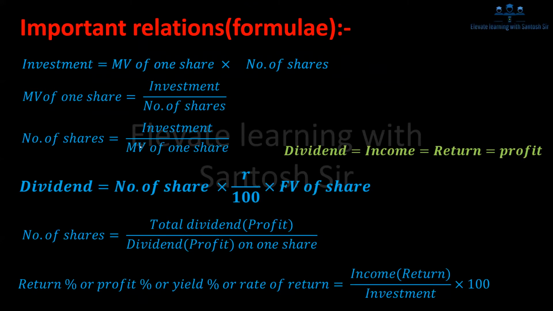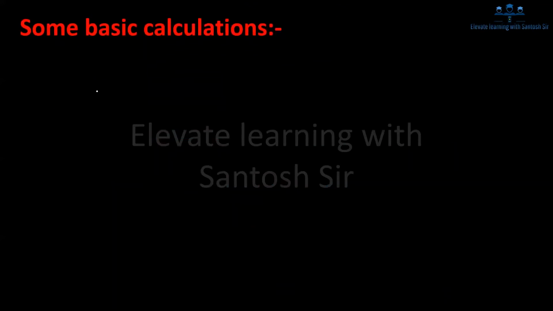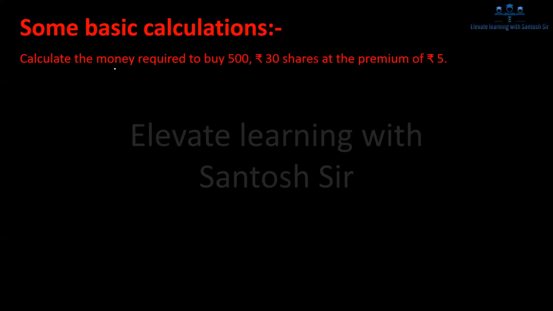Now we will go ahead and start solving the problems. We will go from simple problems to the board exam questions. Let us start some basic calculations. For example, calculate the money required to buy 500 rupees 30 shares at a premium of rupees 5.